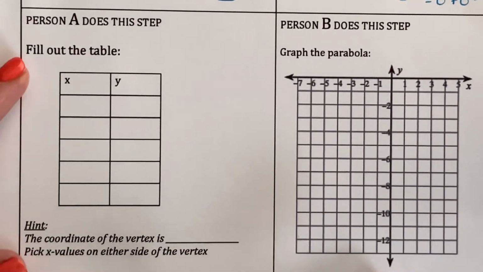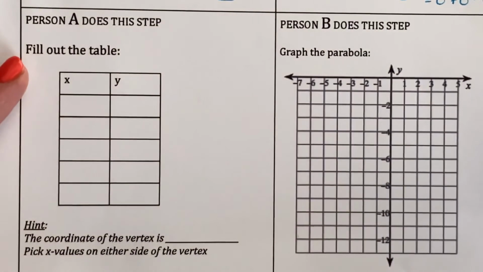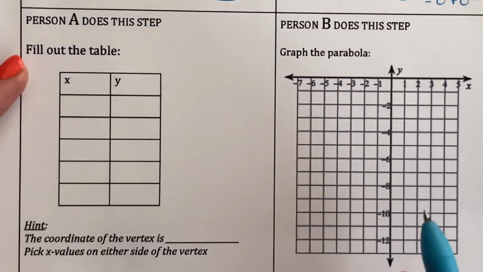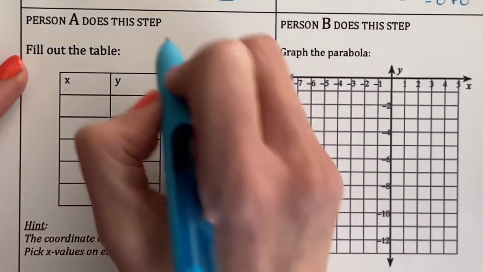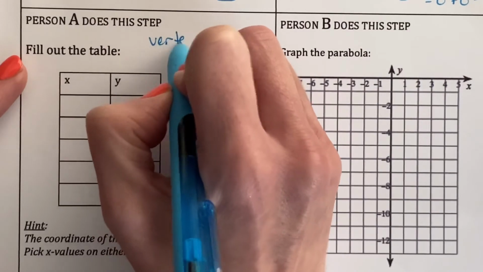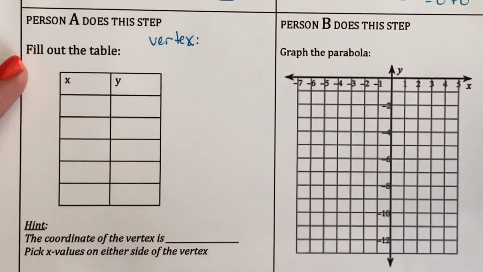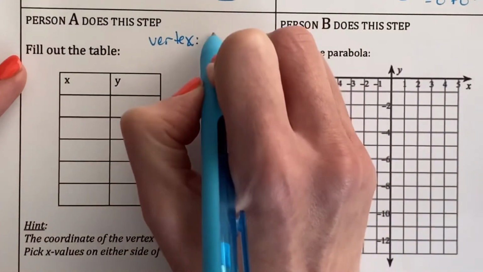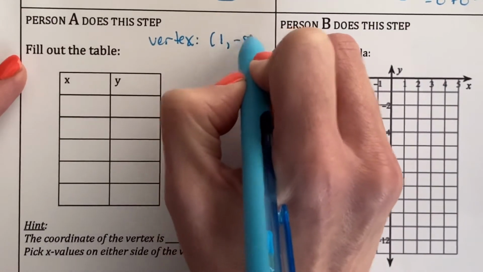All right, next step. We found our vertex, we found our zeros, we found our y-intercept. Let's go ahead and find a couple of other points that we can graph, that we can kind of connect our lines. So I'm going to start with my vertex. I'm going to use that as my starting off point, which is why we found that first. My vertex is 1, -8.